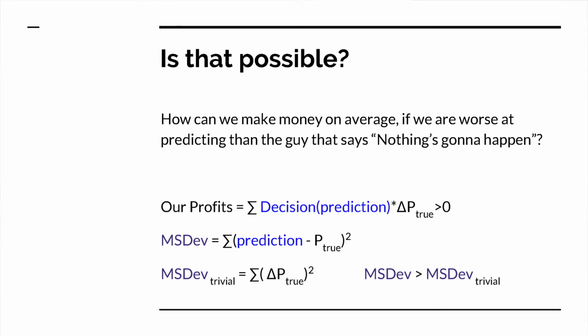So this is actually a question. I mean, it's not immediately obvious that this is possible. We want to make profits with a prediction that is worse at predicting the stock market than just this nothing's gonna happen prediction. So this is a mathematical problem that I want to demonstrate the proof of, as I promised. In my talk, there will be one useful slide and one slide of proof. So this is a problem. I want to show you a slide or two of proof.